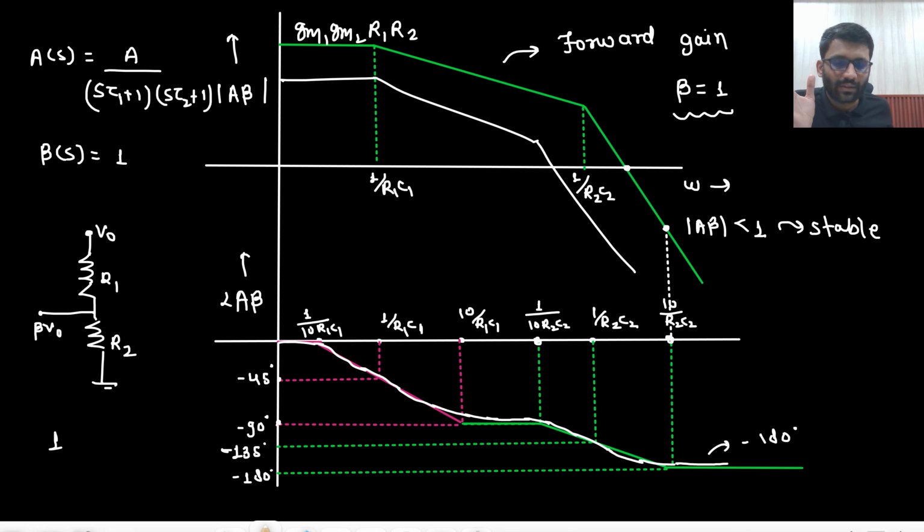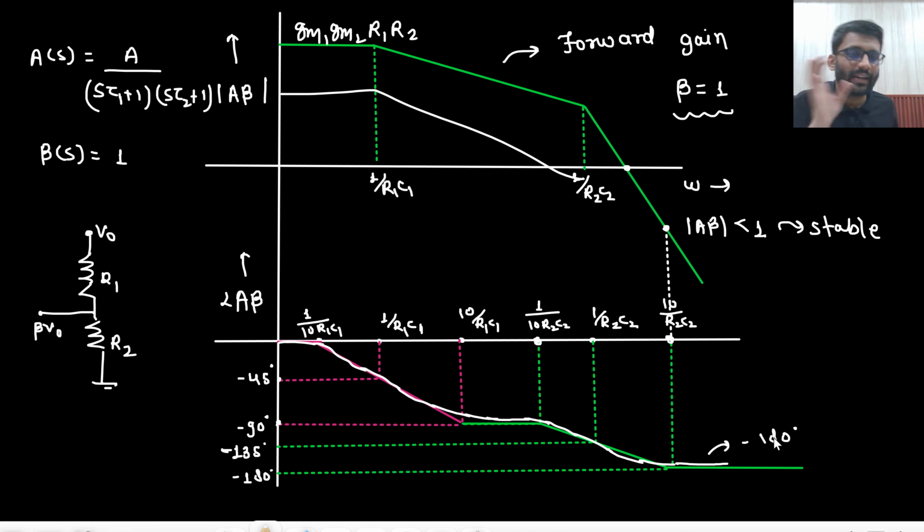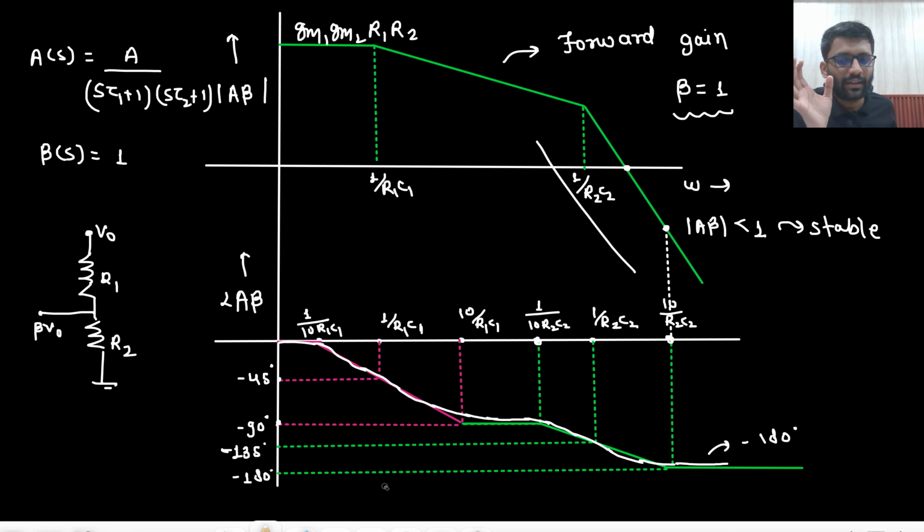So what are we drawing? We are drawing A beta here, not A. This is your A beta. Considering beta is equal to 1, this is what I have considered. If beta is half as well, then only this graph will be changed. Beta can never be greater than 1, this is for sure, right? Beta would be lesser than or equal to 1. So this is the worst case, when beta is equal to 1.